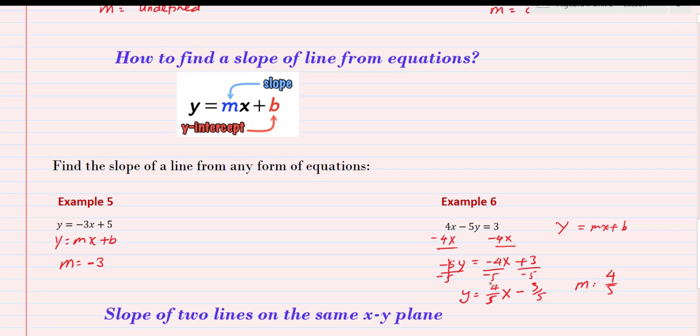So that's our slope. So to find the slope of any line, we have to rearrange the equation to y equals mx plus b. That would be a lot easier.